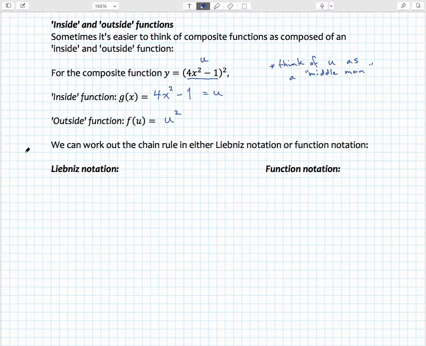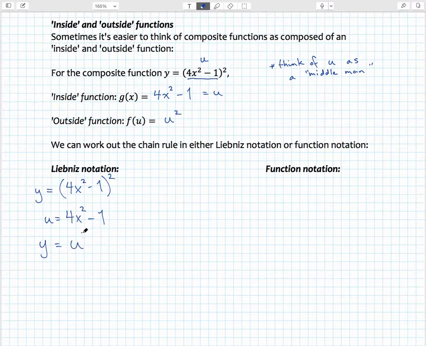Now, we can work out the chain rule either in Leibniz notation or function notation. Leibniz is the notation where we use y and dy, dx, and so forth. So let's start with the Leibniz notation. If we have y equals our function, 4x squared minus 1 squared, then we defined u to be 4x squared minus 1, our inside function. And therefore, after we substitute this u, y really becomes u squared.